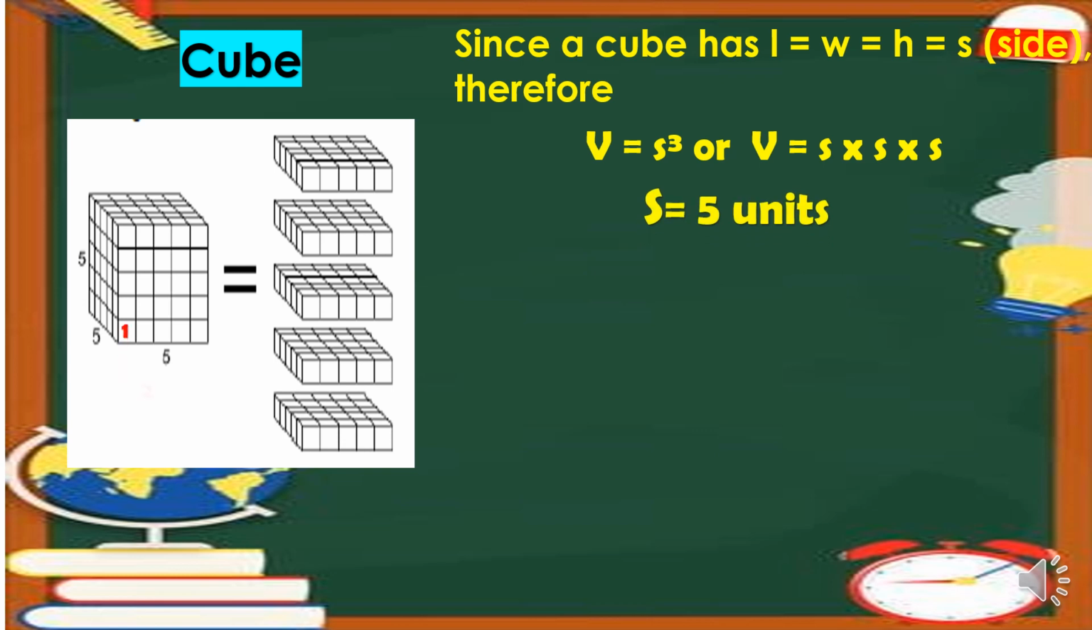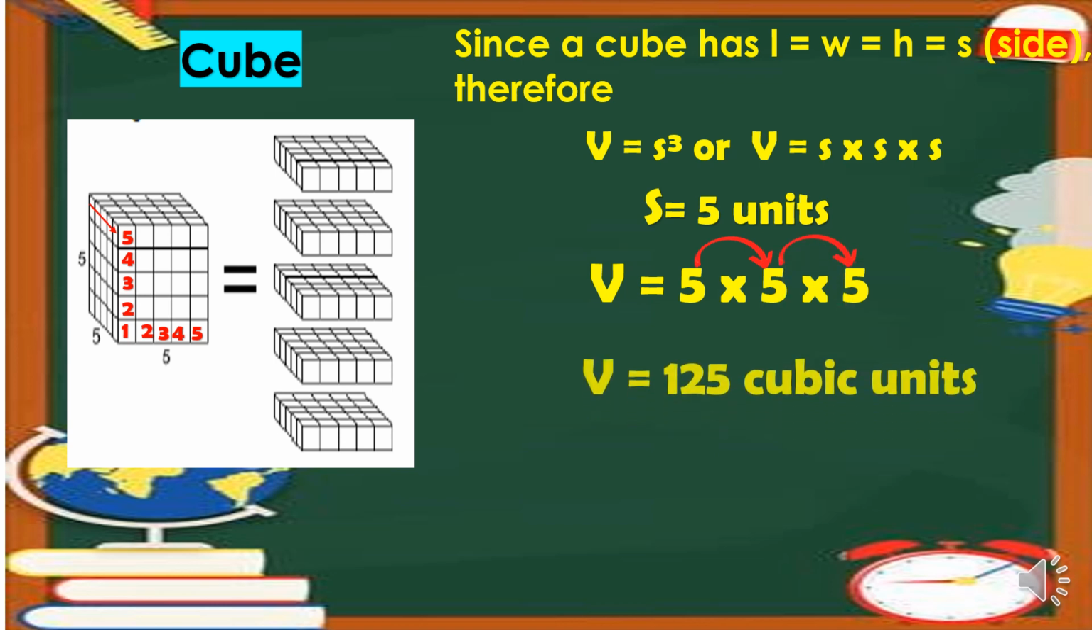So we have 1, 2, 3, 4, and then 5. And also the height, 1, 2, 3, 4, and then 5. And also the width has 5 units. So therefore, the volume of this cube is V equals 5 times 5 times 5. So again, we will multiply 5 times 5 times 5 to get 125 cubic units. So therefore, this cube that we have has 125 cubic units.